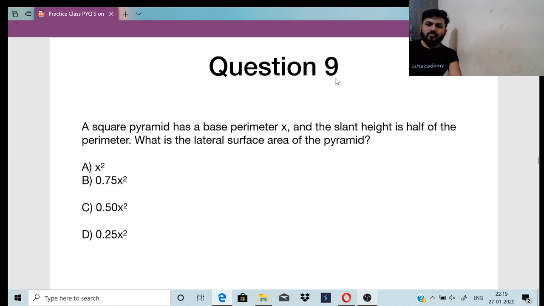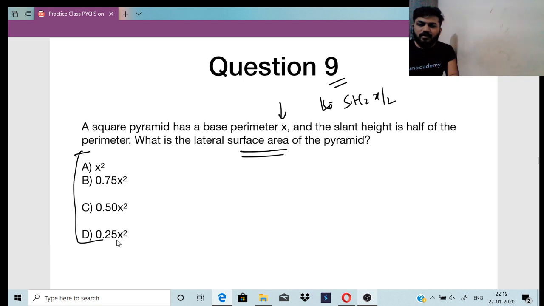Now chalo, next question. Question 9. A square pyramid has a base perimeter x and the slant height is half of the perimeter. What is the lateral surface area of the pyramid? The slant height is half the perimeter, so slant height will be x by 2.